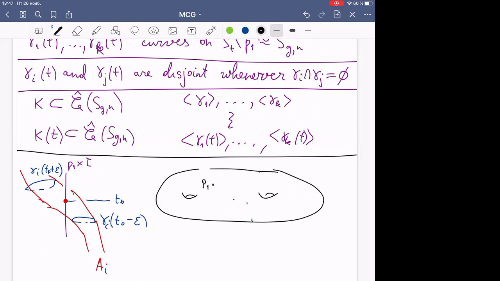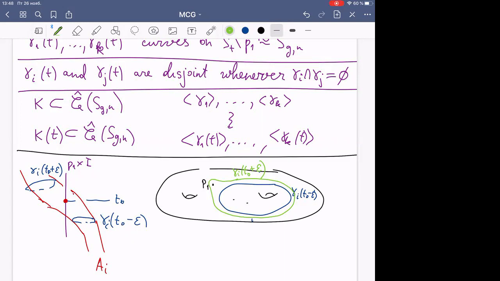Well, here we have P1. So if gamma_i before the puncture was like that, then gamma_i after the puncture goes like that. So it is disjoint from gamma_i before the puncture, and it is disjoint from all gamma_j of the corresponding t, such that gamma_i was disjoint from gamma_j.